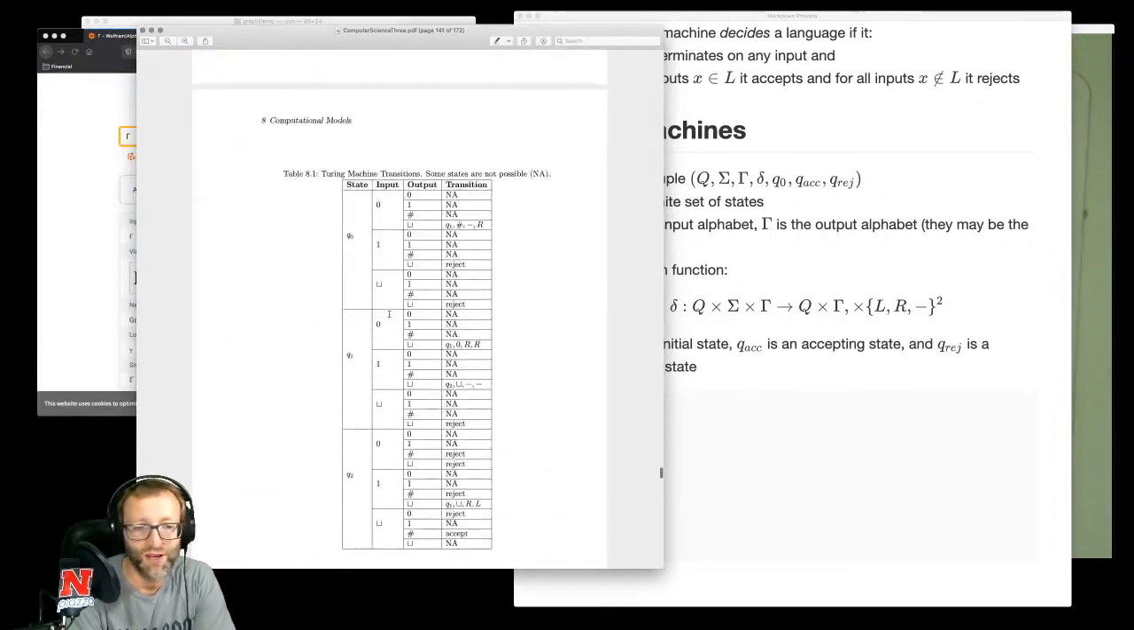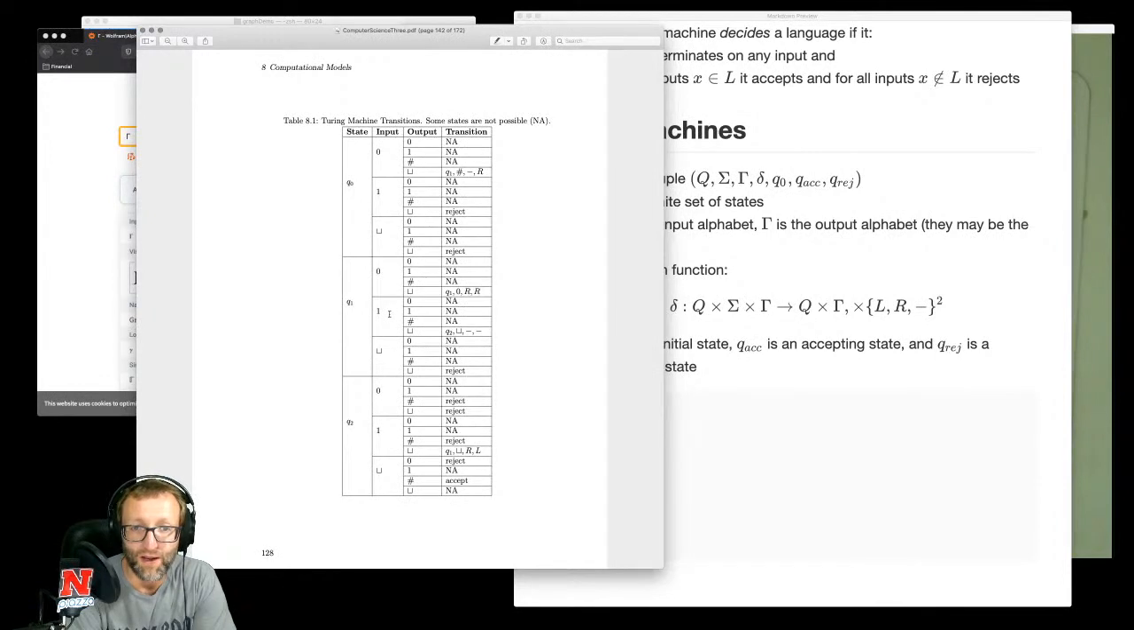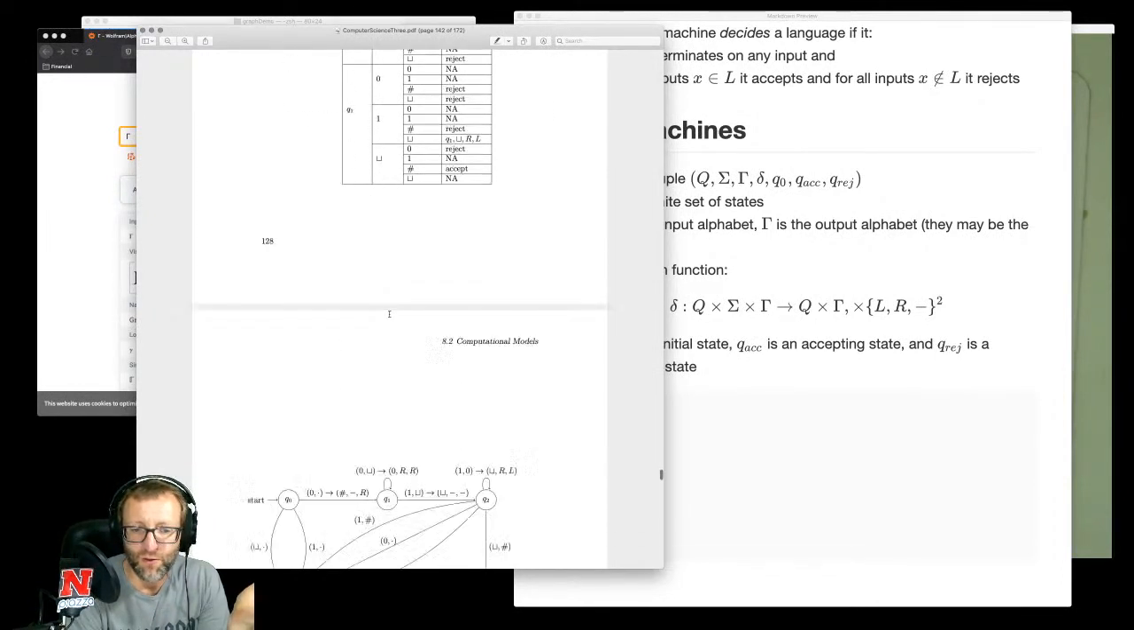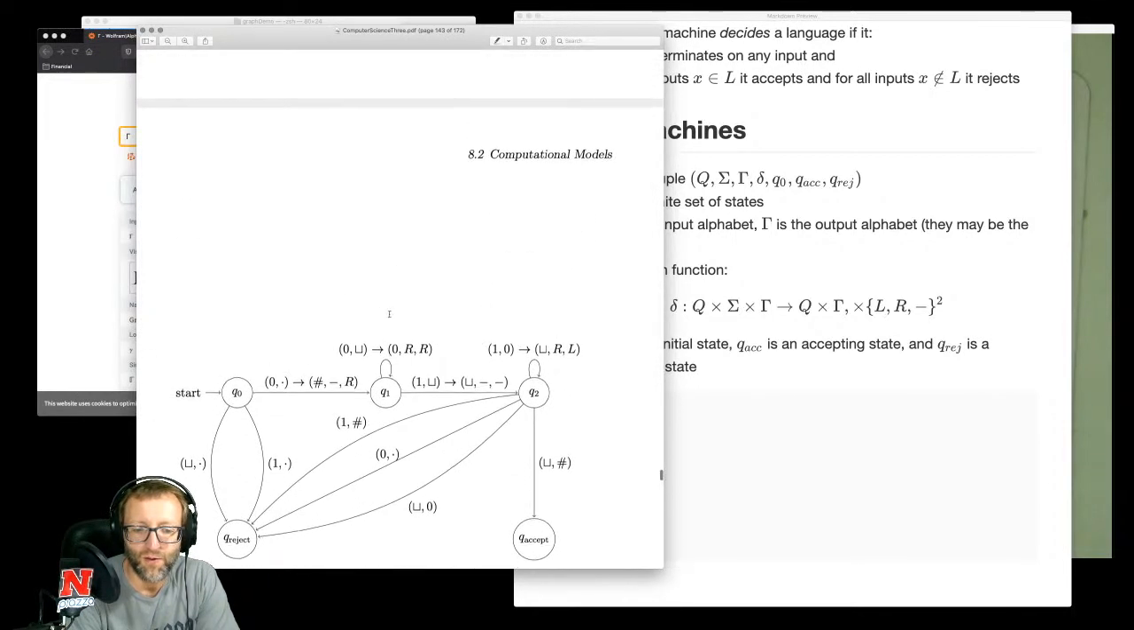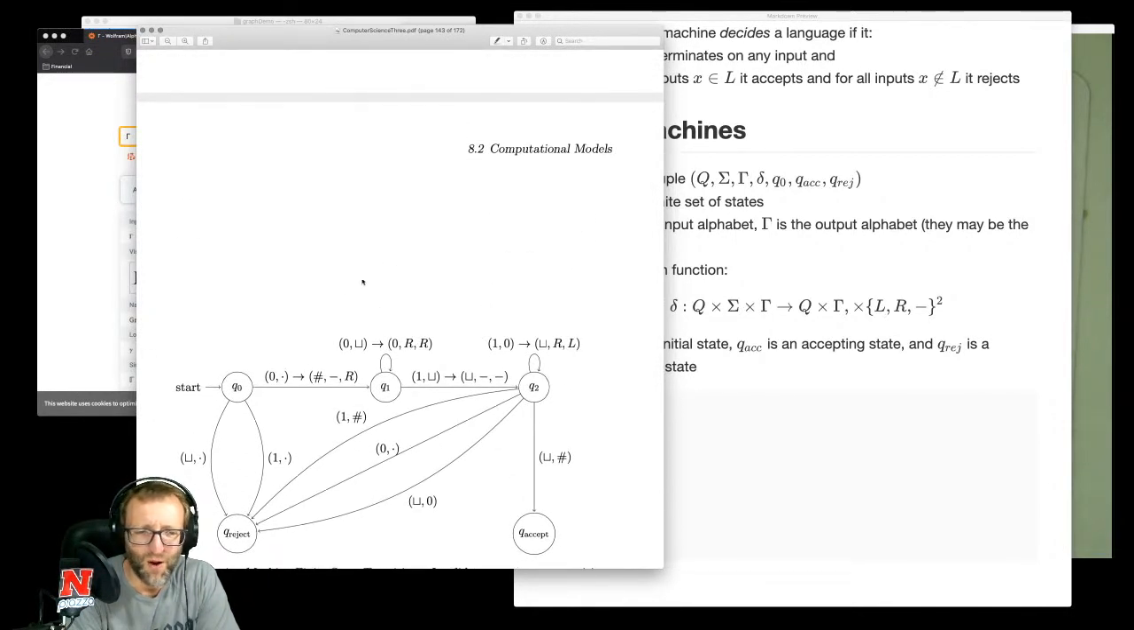I built this machine just to show you how complex it can be, just to do something simple. What does this one do? Well, it looks like this, right? I won't even tell you what it does. Let's see if we can figure out what it does.